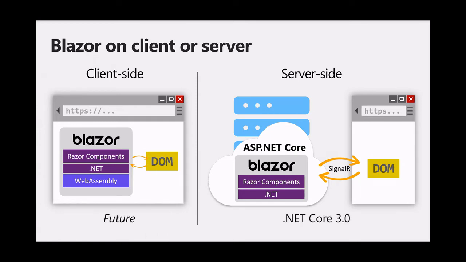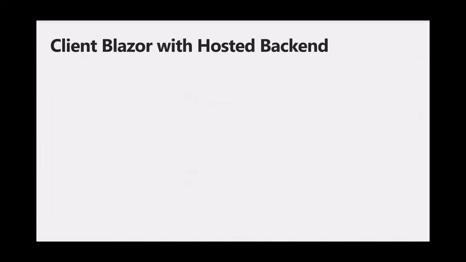So obviously, server-side Blazor is shipping with .NET Core 3. That's sometime in the future. I've heard next year. I've heard whenever .NET 5 drops, which I've heard is 2020. I'm not going to speculate. So there's also one additional thing to call out as well about client-side Blazor.